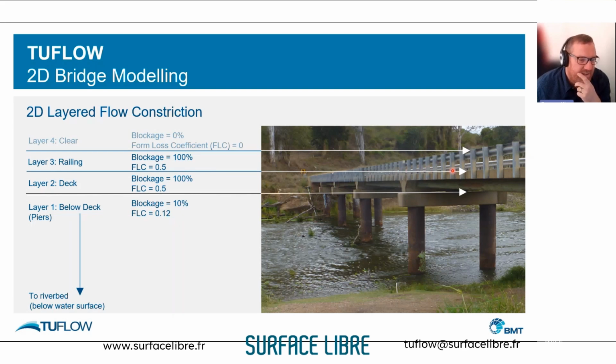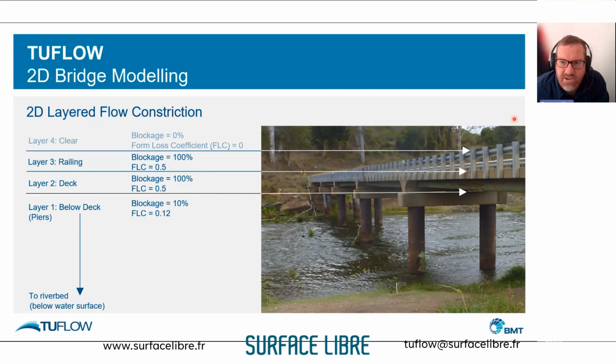We then have our deck. In this instance, we specify our soffit level where our deck begins. It has a thickness. In this case, our blockage is set to 100%, and we have a form loss coefficient associated with that. We then have our railings, so we can have a blockage associated with that. This is set to 100%, which seems a bit over the top in my eyes, but again, we could vary that depending on what the blockage to the flow area is. And then we have everything over the top where we have 0 blockage, and we don't have any form loss coefficients to that.